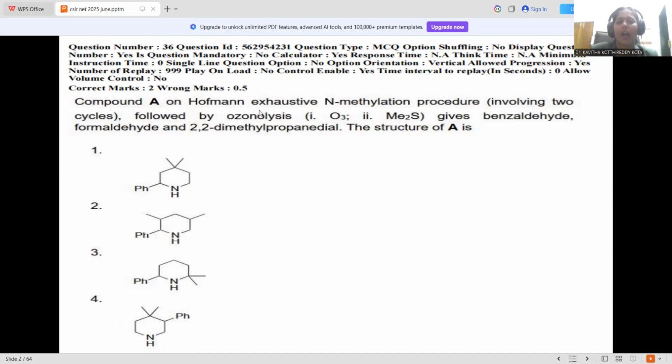A compound A, on Hofmann exhaustive N-methylation procedure involving 2 cycles followed by ozonolysis using O3 and dimethyl sulfide, gives benzaldehyde, formaldehyde, and 2,2-dimethylpropane-1,3-diol. The structure of A could be, and here 4 different options are provided. If you observe clearly, all are piperidine skeletons only, with 2 methyl groups and 1 phenyl group at different positions. We need to identify how the Hofmann exhaustive N-methylation followed by ozonolysis gives rise to the correct answer among these 4.